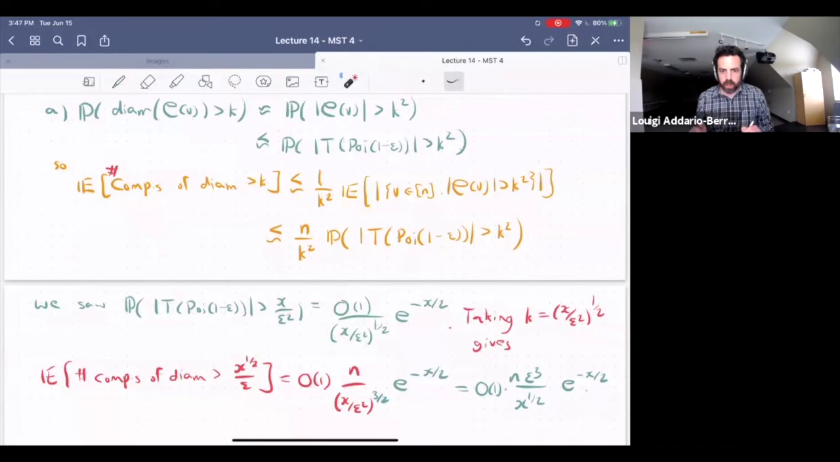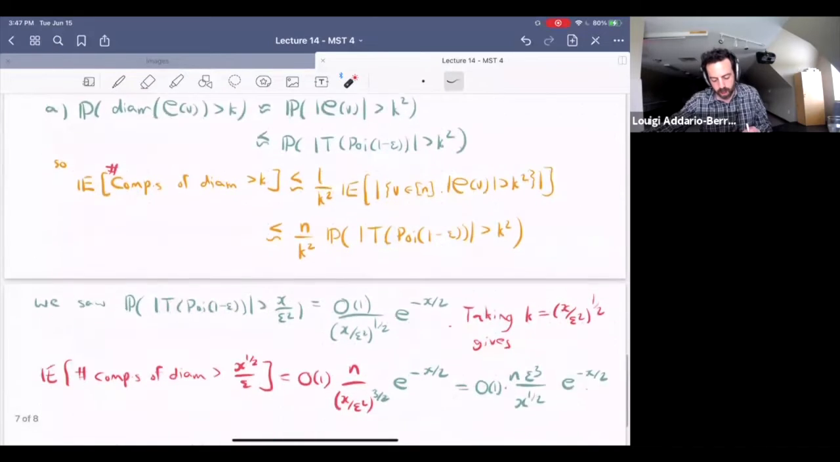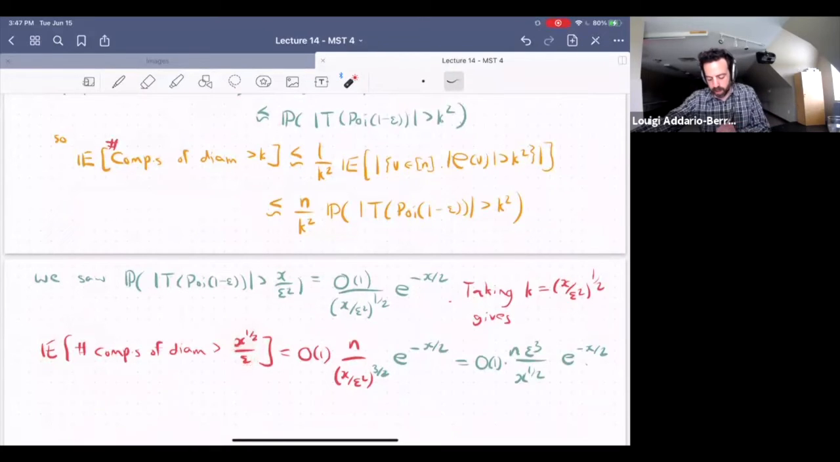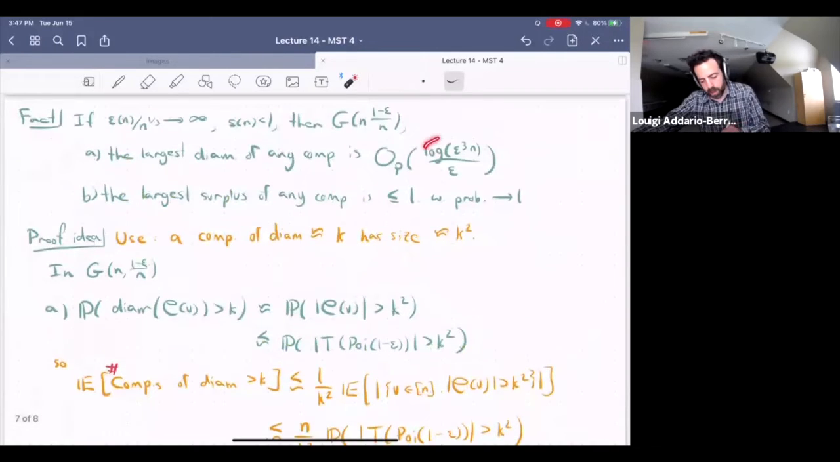Okay, so up to this heuristic that having diameter bigger than k is roughly the same as having size bigger than k squared, we've derived an upper bound on the expected number of components of diameter bigger than something over epsilon. And what do we have to do over here to get a good bound? We need to cancel this n epsilon cubed, right? So taking x to be of order log n epsilon cubed is precisely what's needed to get a small bound here. Okay, and that's the upper bound we stated.